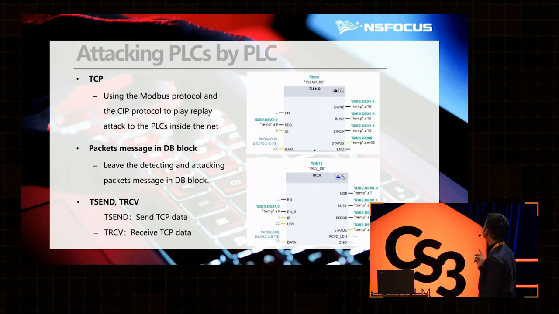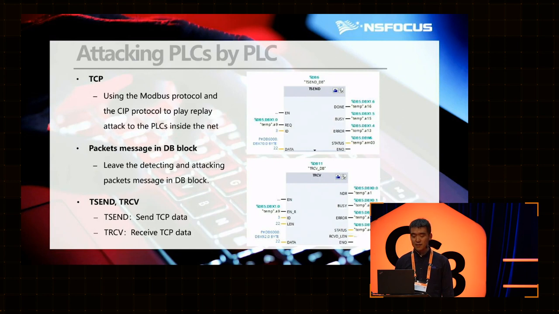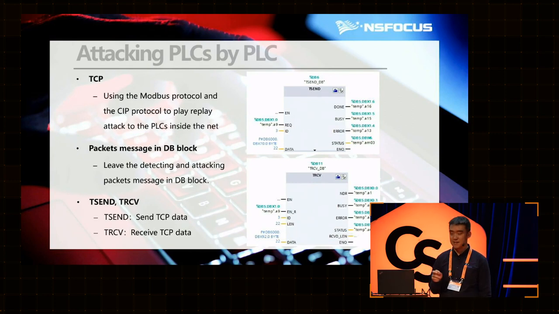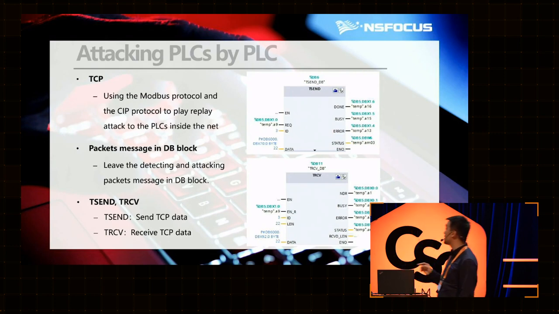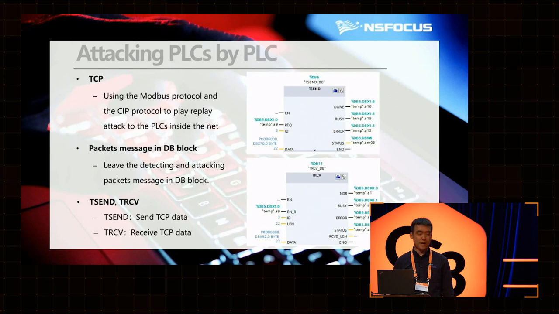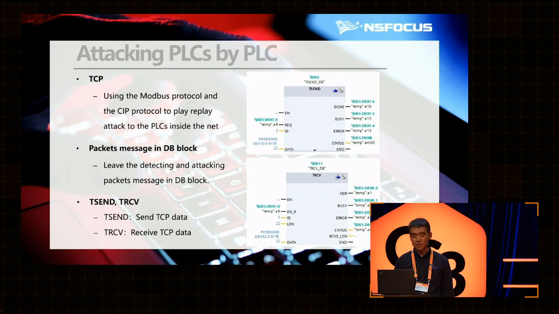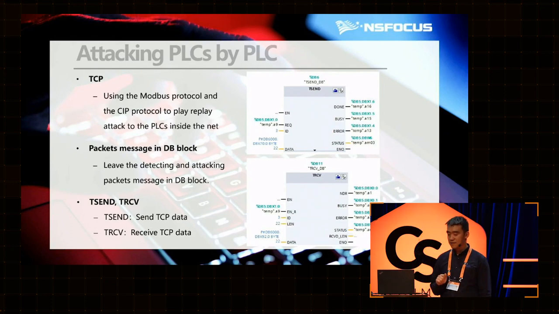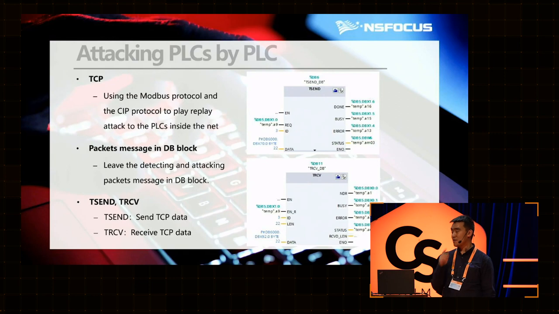And also there are the T-send block and T-receive block in the Siemens PLCs. When the TCP connection is established, the T-send block is used to send the message to the target device, and the T-receive block is used to receive the message. We take the packets, the protocol messages we just mentioned, and store them in a Siemens DB block, then use the T-send block to send these packets to other PLCs for detection and attacking.